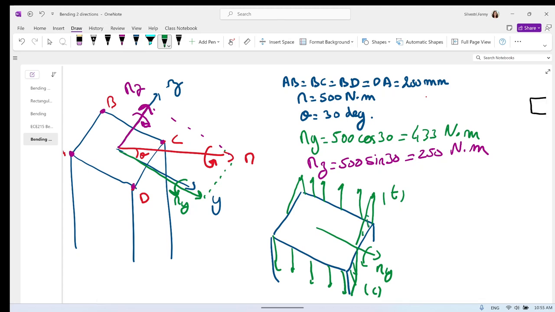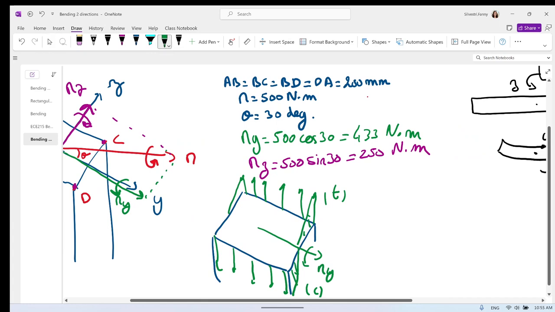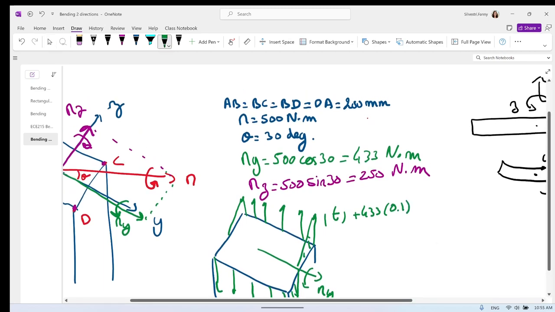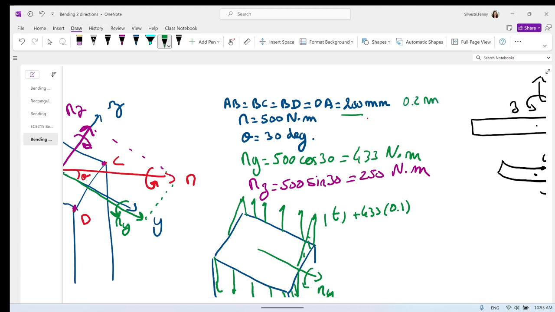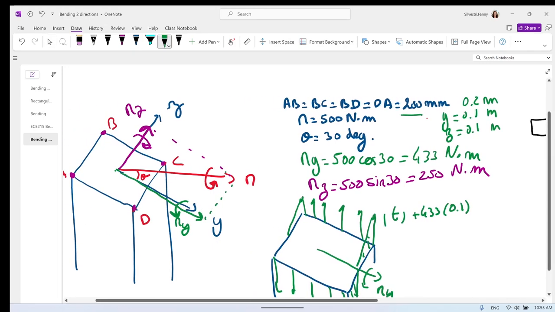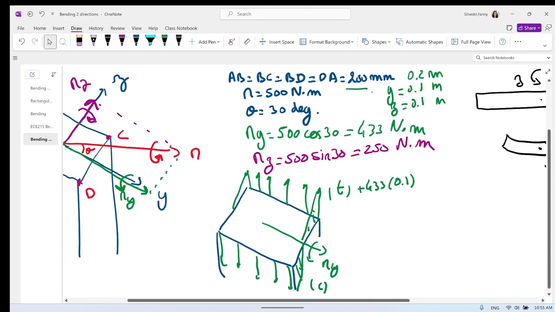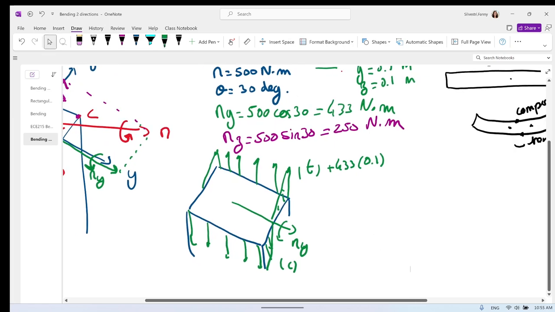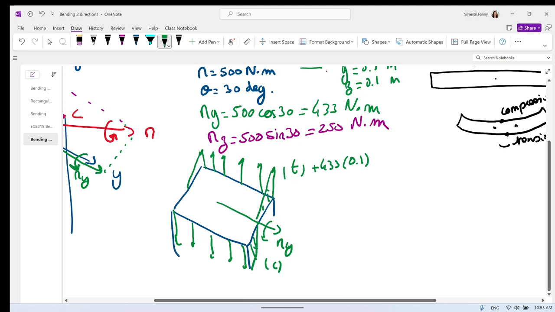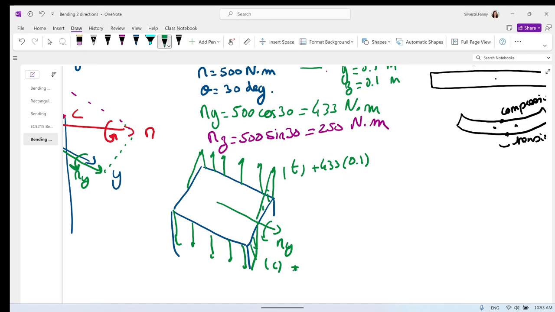And we have, so this is My, so this one in tension, that will be the plus 433 times 0.1. Why 0.1? Because the side is 200 millimeters, so it's 0.2 meter. So the y equals 0.1, and the z also will be equal to 0.1 because it's a square. So the distance from the center to the side is 0.1 everywhere. So the fiber in tension will be submitted to a stress of 433 times 0.1. We need to divide by J. Let's do that at the end. And the compression minus the 433 times 0.1.